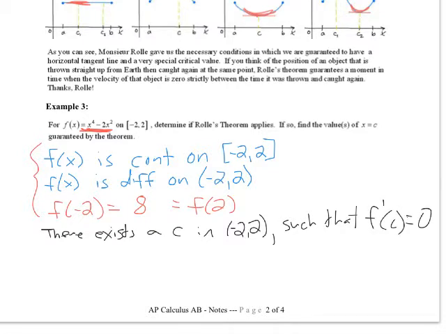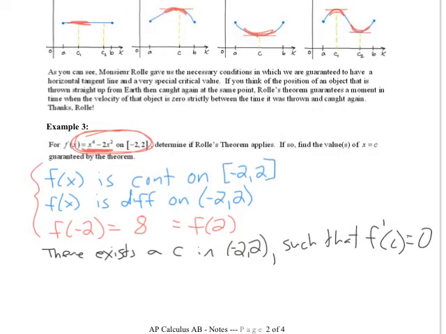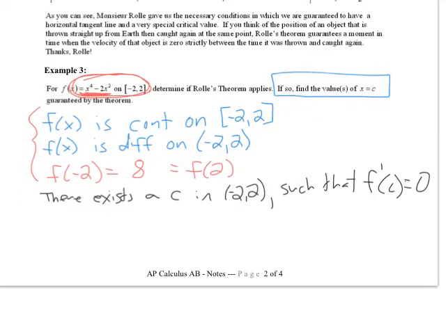So somewhere between negative 2 and 2, this curve has a flat spot. So that's what Rolle's theorem is proving. It's telling us that the curve has indeed a flat spot, and we use that flat spot then to determine whether it's a maximum or a minimum. So let's go ahead and do the second part of the problem that says if it does apply, find the value or values. So let's move down the page.